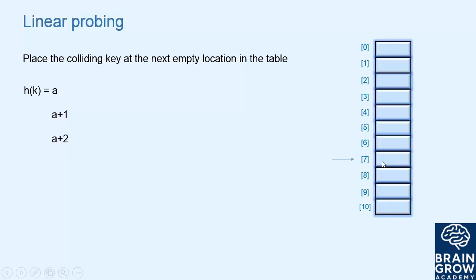If location 7 is not empty, then we look at location 8. If location 8 is also not empty, we look at location 9. If 9 is also not empty, we look at location 10. If 10 is also not empty, then we'll look at location 0. And then we look at locations 1, 2 and so on. So we search for empty locations in this sequence. So basically we are linearly probing the array and we place the key when we reach an empty location.